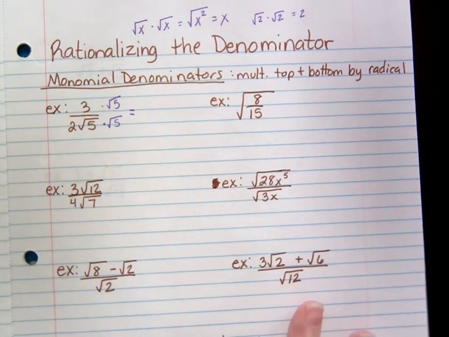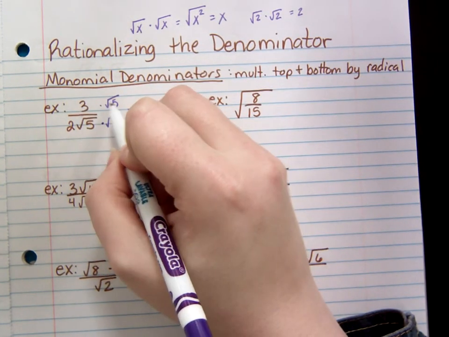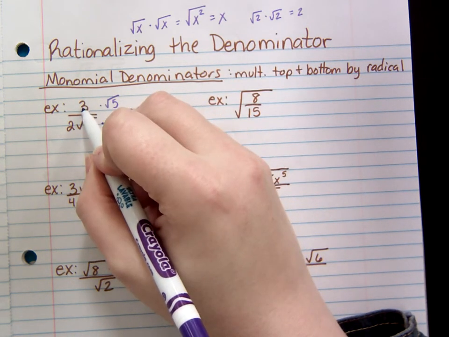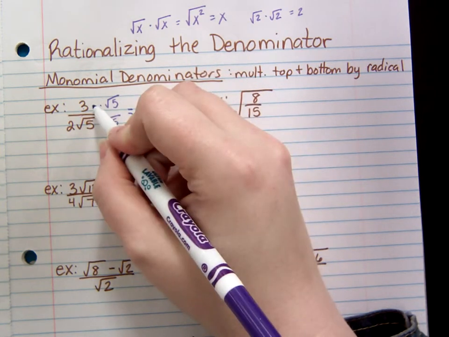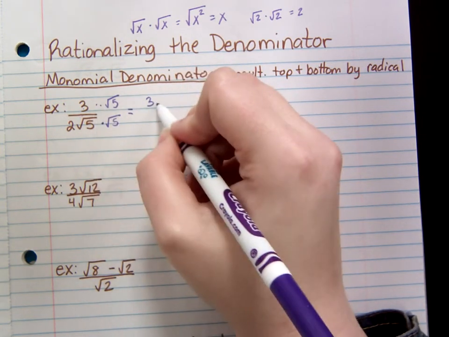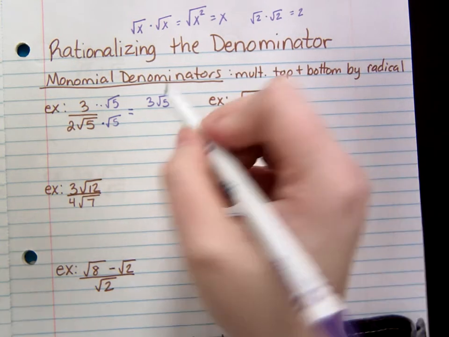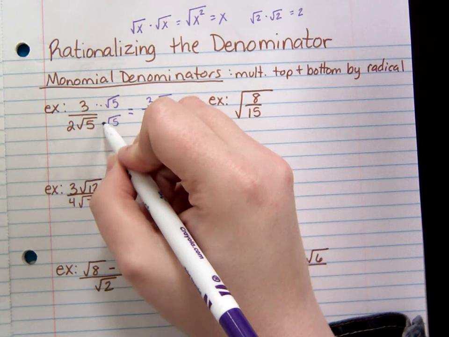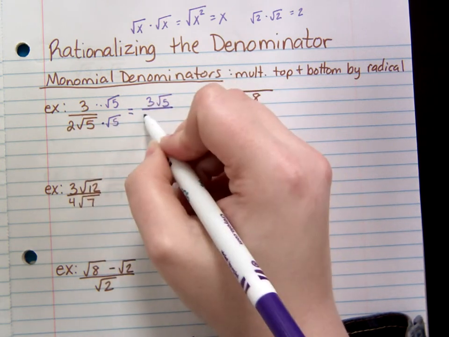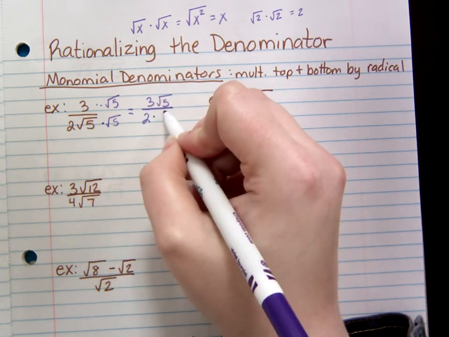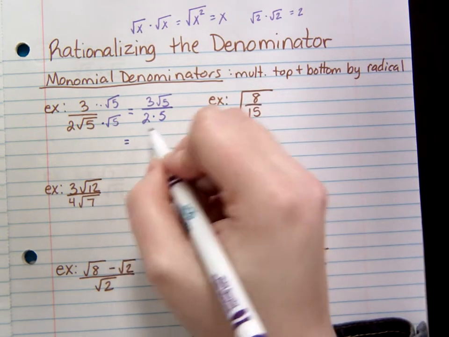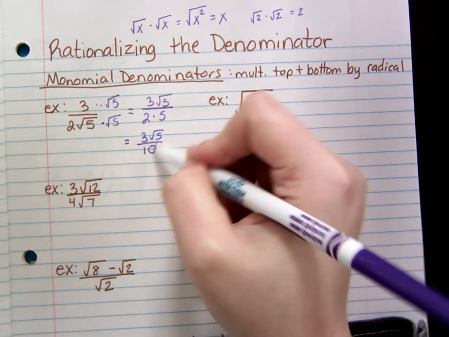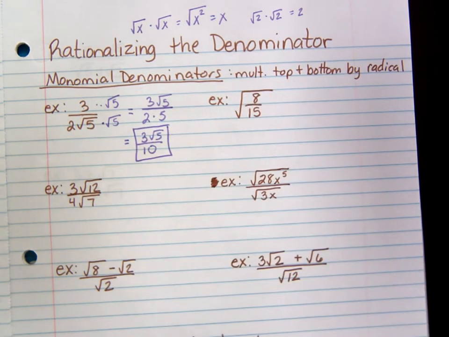So going back to this problem, 3 times the square root of 5. Well, multiplying rules say you multiply your coefficients, so 3 times 1 gives me 3. Multiply your radicals, so there's no radical here, so we just put that here. On the bottom, this one has a coefficient of 1, so 2 times 1 gives me 2. Square root of 5 times square root of 5 is just 5, which means I have 3 square root of 5 over 10. 3 over 10 does not reduce, so this is my final answer.